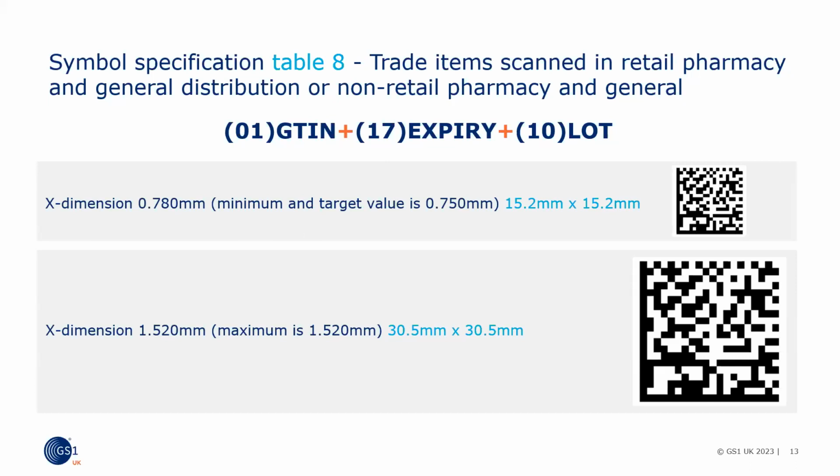The quiet zone or light margin of the GS1 data matrix is 1 times the X dimension. To cover both scenarios above, one member made the decision to set the X dimension at 0.750 millimeters for the GS1 data matrix to be applied to all packaging levels. This is the minimum for general distribution and still within the range for products that are scanned by handheld scanners.